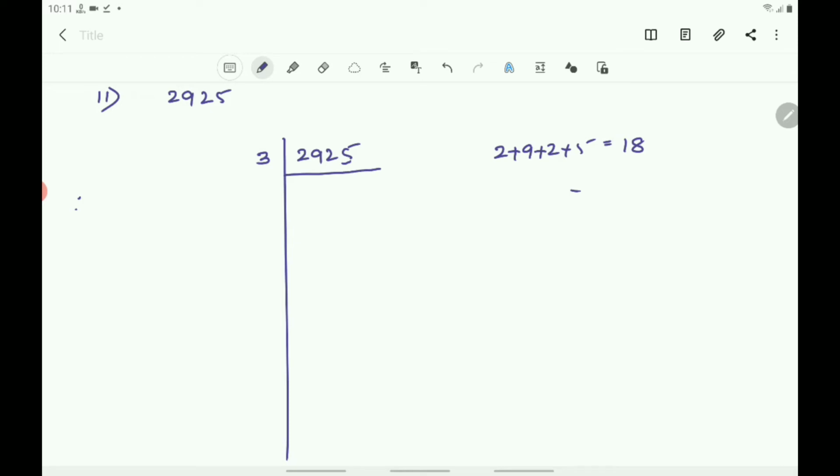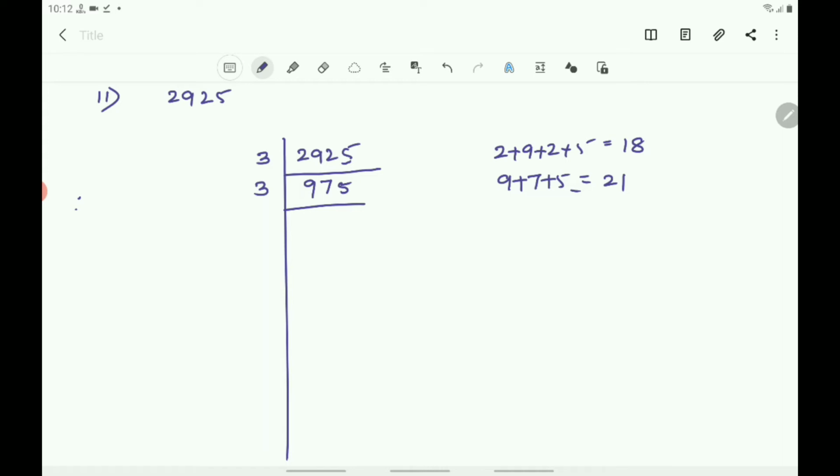Then 3 9s are 27, so what is remaining? 2 is remaining here, 22, 3 7s are 21, 1 is remaining, then 3 5s are 15. Again here find the sum of the numbers. 9 plus 7 plus 5. 9 plus 7 is 16. 16 plus 5 is 21. 21 is divisible by 3, so you divide it by 3. 975 is also divided by 3.